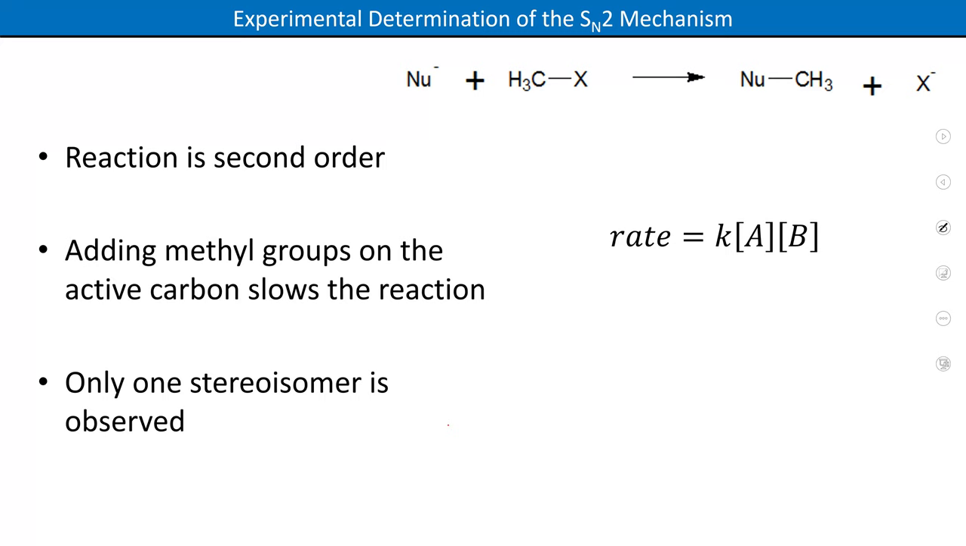So if you started with 2-bromobutane, that's a stereogenic carbon, right? If this reaction goes through the SN2 mechanism, then we only get one product. And what they found was if you started with R-2-bromobutane and used hydroxide as your nucleophile, this would be your product. You only get the S. So that tells us something about the mechanism as well.